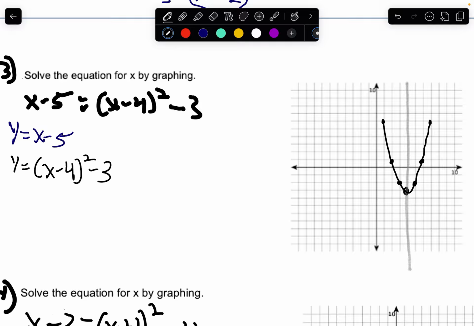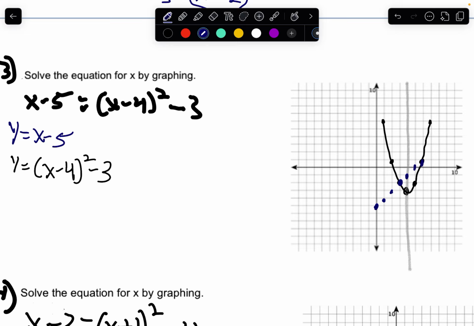Now for the purple graph, it's y equals x minus 5. It's a line, 1, 2, 3, 4, 5, has a y-intercept of -5 and has a slope of 1. So we go up 1 to the right 1, up 1 to the right 1, up 1 to the right 1, and so on.